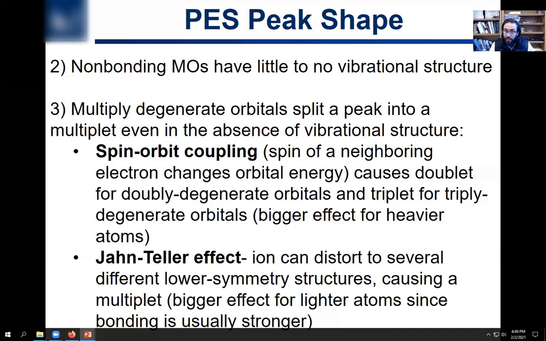So you're going to a lower symmetry state, just like what we saw with the octahedral complexes a lot of times ended up being D4h, Jahn-Teller effect, okay? This effect is a bigger effect for lighter atoms. Why is that? Because bonding of lighter atoms is usually stronger, okay? So then if you split from that bonding with Jahn-Teller, right, then you have a bigger effect. So basically, you don't have to worry too much about these two effects, just knowing that they're both there. They have opposite trends in terms of which one operates with which in terms of heavier atoms or lighter atoms, but they both cause splitting in peaks, okay?